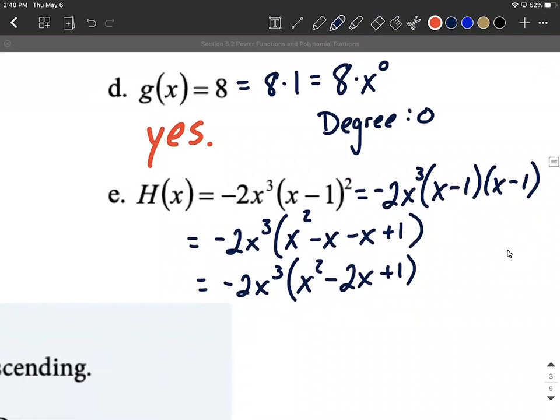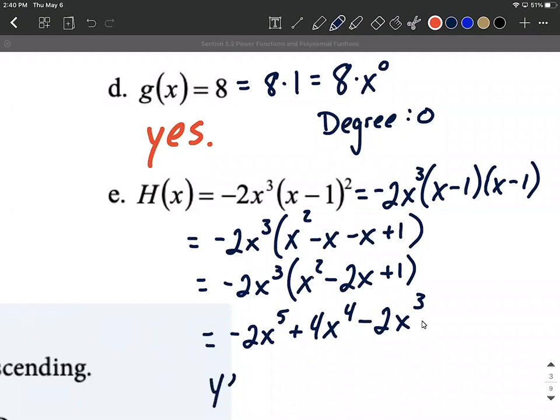And then to finish this out, we'll go ahead and distribute that negative 2x cubed. So negative 2 x to the 5th power plus 4 x to the 4th power minus 2 x to the 3rd power. So as you can see, if we take the time and multiply this all out, it actually does fit into that definition of a polynomial function. No decimals for our exponents or fractional exponents or negative exponents, nice positive integer exponents going on here. So that fits in and we can say, yes, that is definitely a polynomial.